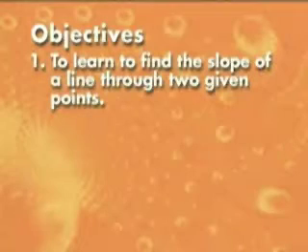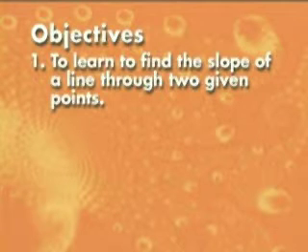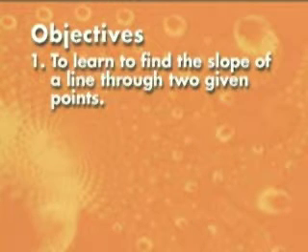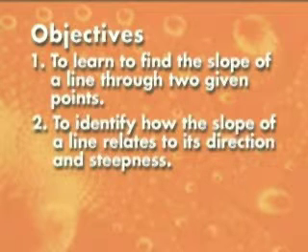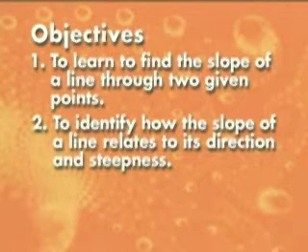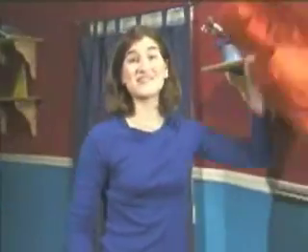We have 3 main objectives for today. They are: 1, to learn to find the slope of a line through 2 given points. 2, to identify how the slope of a line relates to its direction and steepness. And 3, to learn to draw a line through a point with a given slope. Are you ready to learn more? Let's go to the math lab.